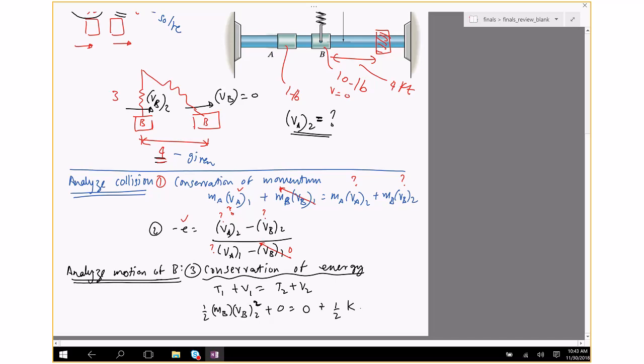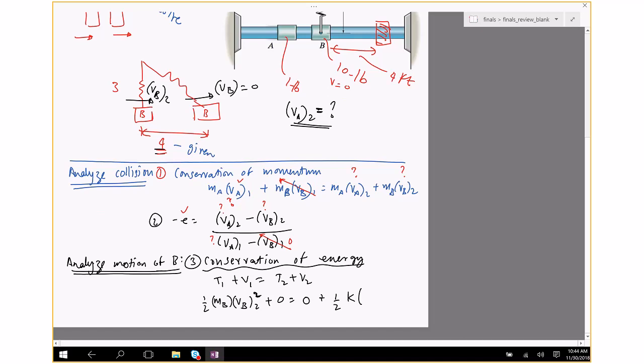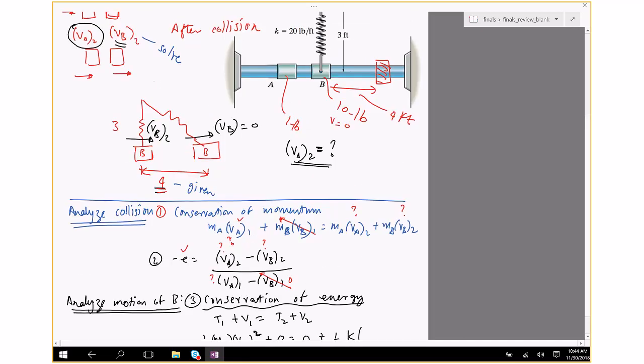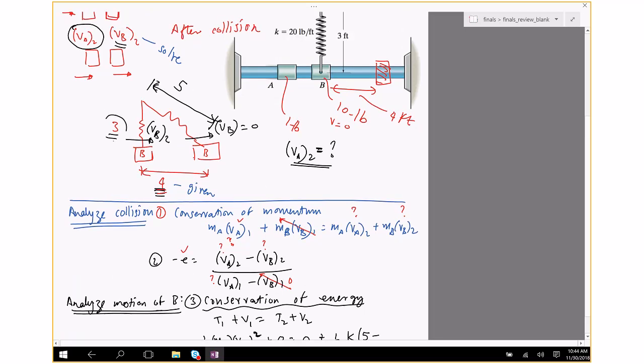and that's going to be K times the length of the spring in the stretched state, which is this length. That's 5 clearly, because 4, 3 and Pythagoras theorem will give us 5, minus the unstretched length. The unstretched length is the length when the force is 0, which is 3.